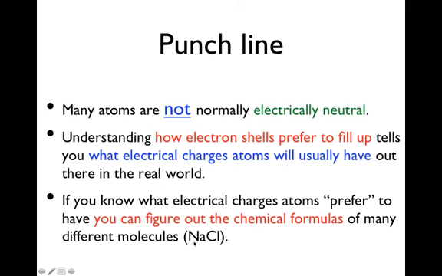You can figure out that sodium likes to attach to chlorine. And not only that sodium likes to attach to chlorine, but that one sodium likes to attach to one chlorine, because sodium has a charge of +1, chlorine prefers to have a charge of -1. And you'll see more complicated examples of that soon enough in this unit.